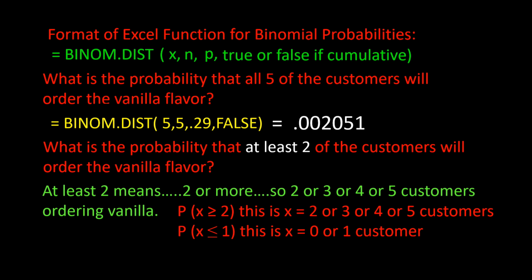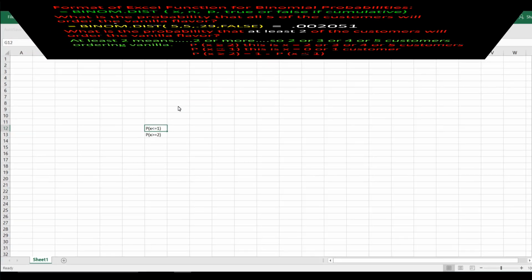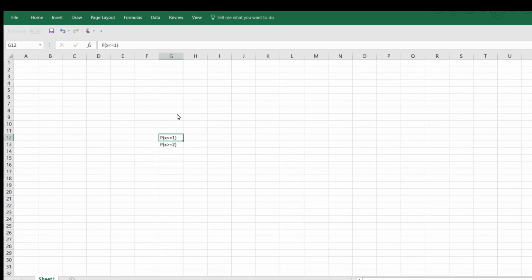and then subtract that from 1, since all the probabilities add up to 1, and we will get the probability we're looking for. So to get the probability we need, the probability of x greater than or equal to 2, we would do 1 minus the flip side of that, or 1 minus the probability of x less than or equal to 1. And that will give us the probability of x greater than or equal to 2. So let's see how that would be done.